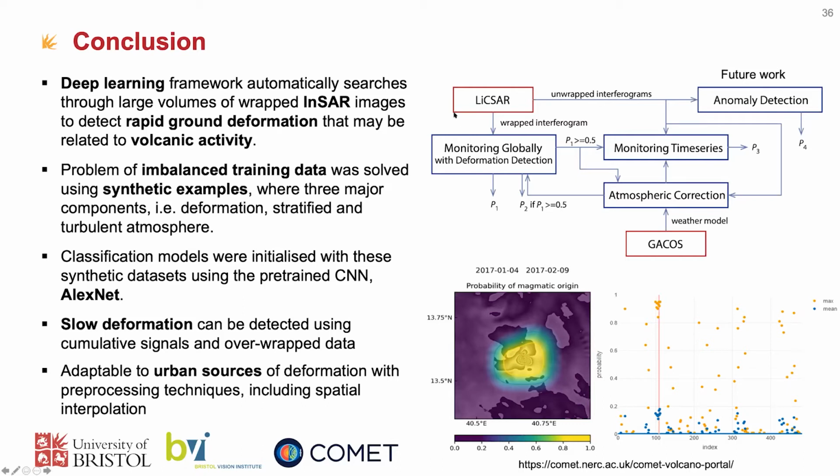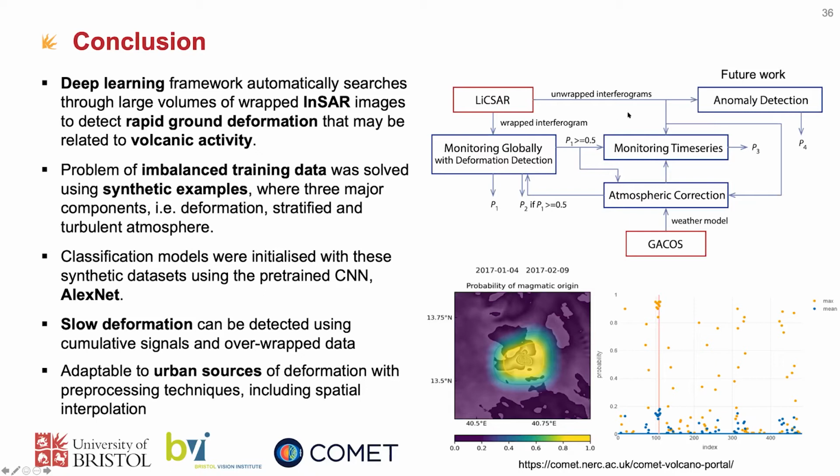So we have the InSAR data from LiCSAR. And we first apply the global monitoring model that we showed before to each interferogram. And if we find that the probability is high, then we plot the time series to show how it performs as well. And if we have the data set from the weather model, then we can apply the atmospheric correction to improve the data sets.